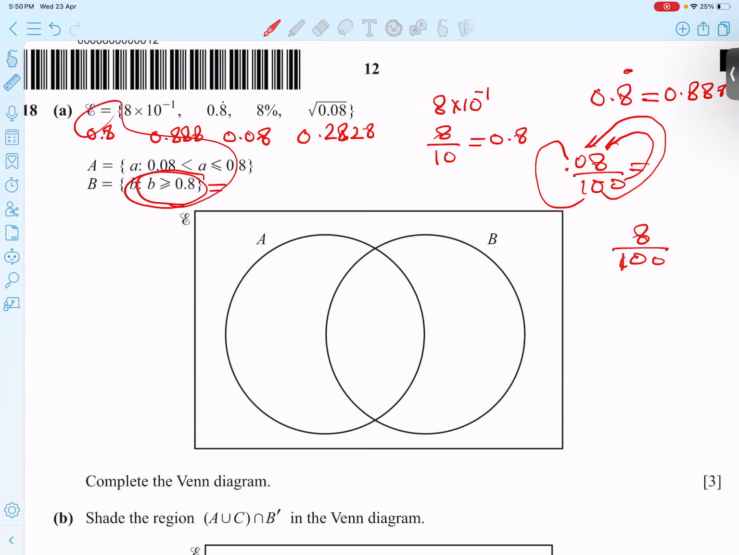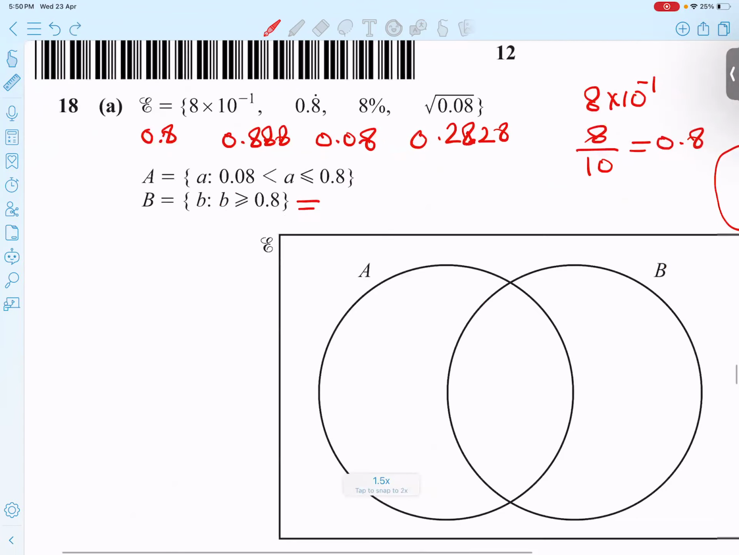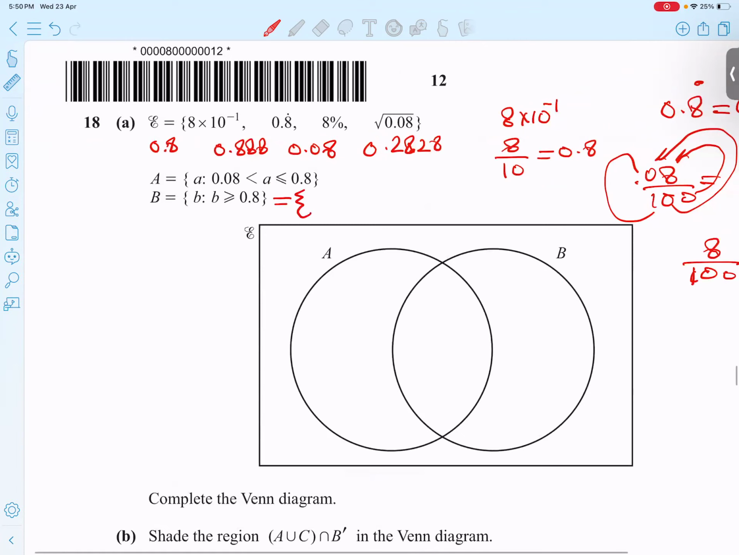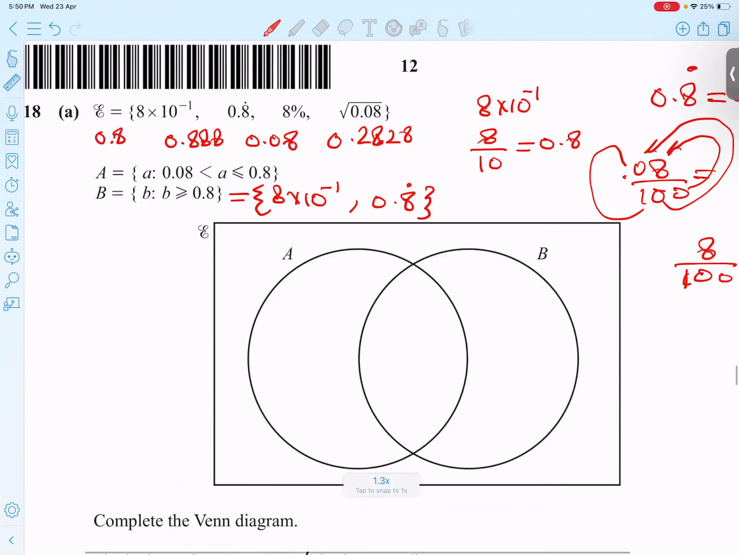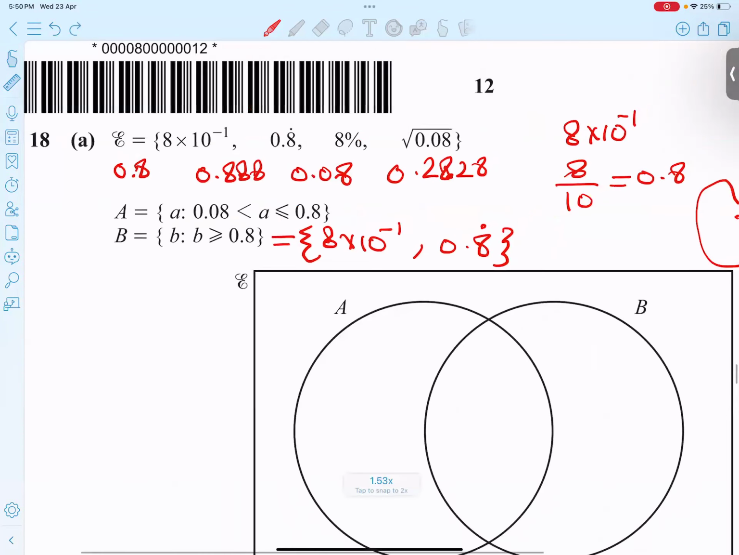He said equal as well. Sorry, you can see this equal sign. So it means we have two numbers coming in this set. One number is coming from this and one number is coming from this. So I have to write both numbers: 8 into 10 to power negative 1, comma, 0.8 with the dot on it. So now, students, which numbers are coming in the set of A? This is equal to, look here, there is an equal sign also. It means 0.8 comes in. So I have to write this here. So 8 into 10 to power negative 1 comes here.